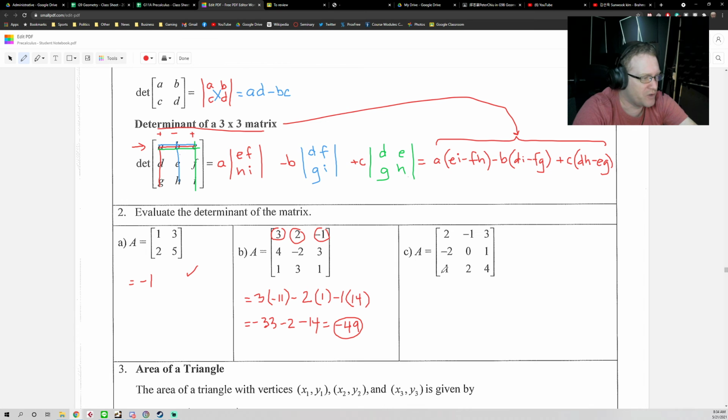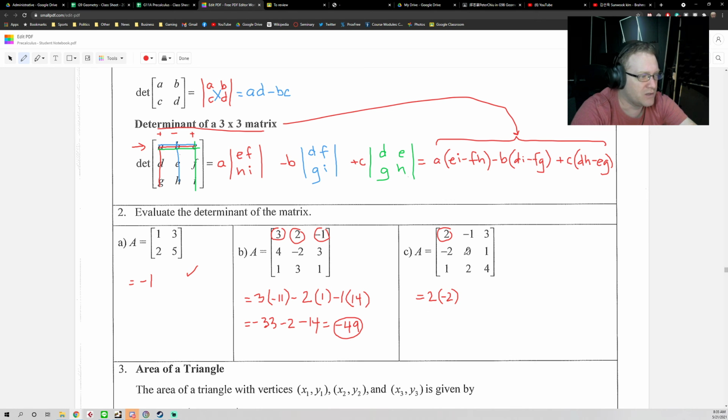All right, let's do one more example in our notebook, and then we'll finish this video. All right, we'll do this one a little bit quicker. All right, so we have to start with our first entry here, 2. All right, and we're gonna have 2 times, and then what's the matrix that's left over? This little one. So 0 times 4, 0, minus 1 times 2 is 2. 0 minus 2 is negative 2.